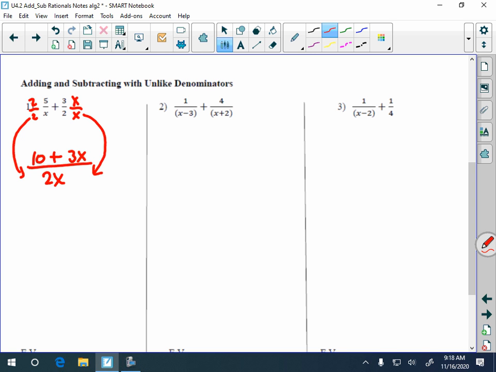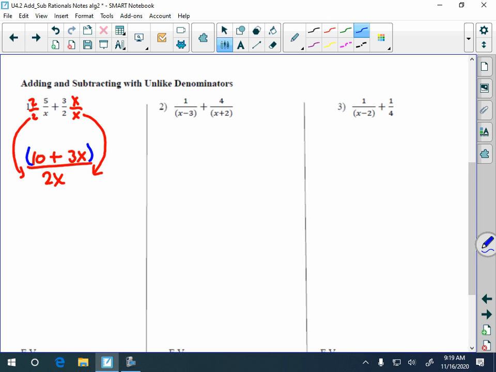All right, so now we have one fraction. We want to try to add the numerators together. So we have 10 plus 3x. Those are unlike terms, so you can't combine them. Now we want to check to see, could we factor the top? Well, there's no GCF, and we can't factor, and we can't cancel anything because that's a binomial on top.